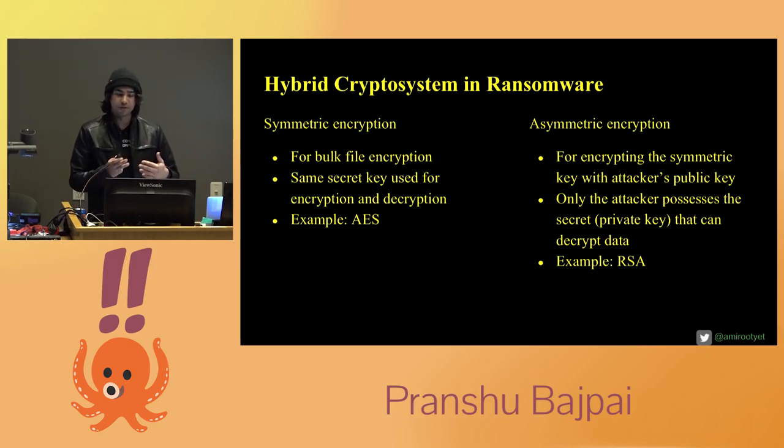Ransomware likes to use a hybrid approach. Both of these have their advantages. Symmetric encryption offers fast bulk file encryption, so they'll use a symmetric key to encrypt your files. Asymmetric encryption, on the other hand, provides a lot of flexibility. Your private key never leaves you. It's very secure.